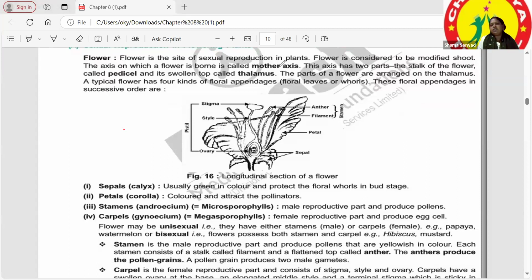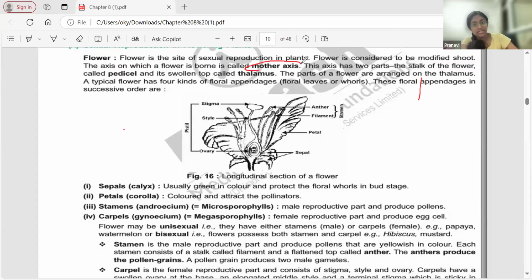Flower is the site of sexual reproduction in a plant. It is considered to be a modified shoot. The axis on which the flower is borne is called the mother axis, like a kind of branch. The axis has two parts. The first is called the stalk of the flower.